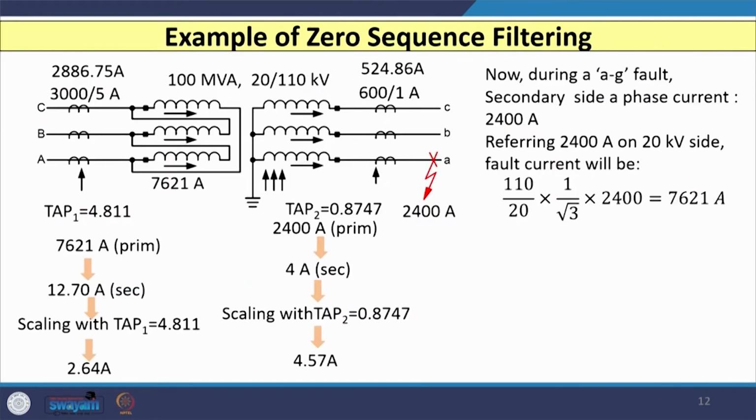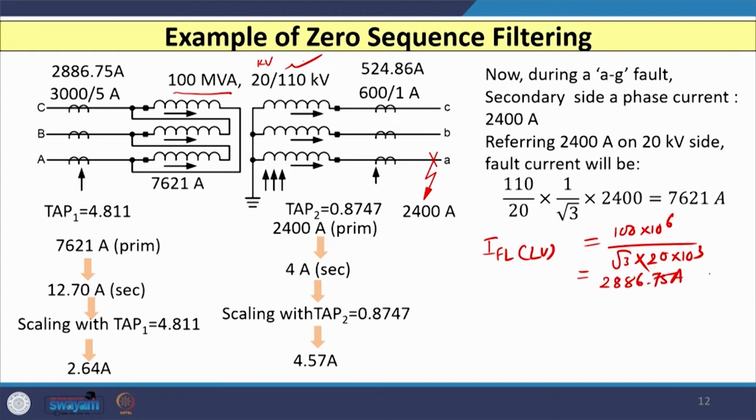Now, to understand the effect of zero sequence compensation, let us consider one example. Here I have considered a 100 MVA rating power transformer. The LV side rating is 20 kV and the HV side rating is 110 kV. If I calculate the full load current of the transformer on the LV side, we have 100 MVA divided by root 3 into the LV side voltage of 20 kV, which gives 2886.75 ampere. I use the CT ratio on the LV side of 3000 by 5, because when current exceeds 1000 ampere, the secondary should be 5 ampere.